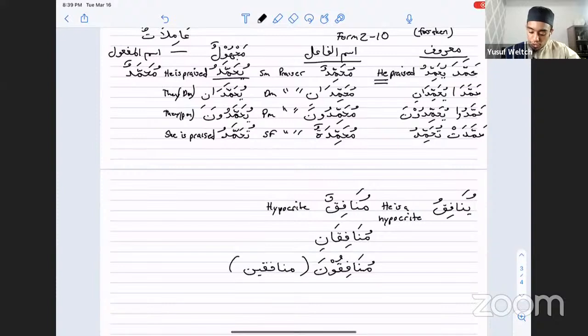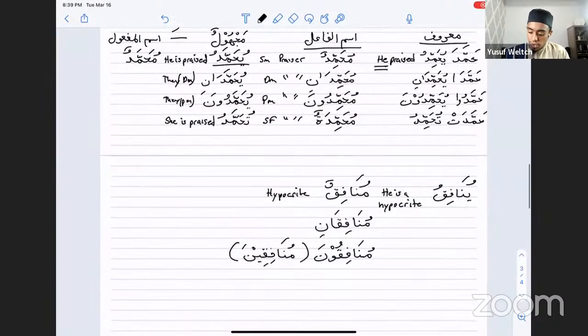So if you said the hypocrites said, you would say قال المنافقون. If you said I saw the hypocrites, they're the object of the sentence, you would say رأيت المنافقين. But essentially they're the same. And that's more of nahw than it is sarf. How about the singular feminine? Munafiqatun. Good.